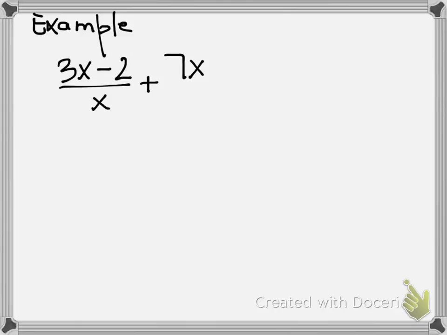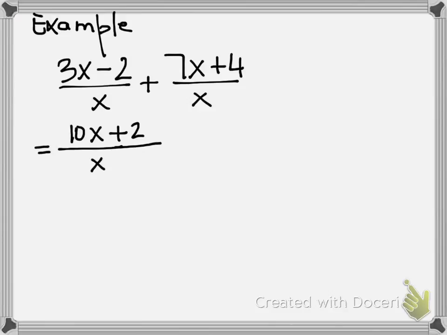When we look at the example (3x minus 2) over x plus (7x plus 4) over x, notice that the denominators are already the same. So all I have to do at this point is add the numerators. And when adding the numerators, we simply combine like terms. So we get the following: (10x plus 2) over x. That is it. Nothing more to it, ladies and gentlemen. Let us look at another.